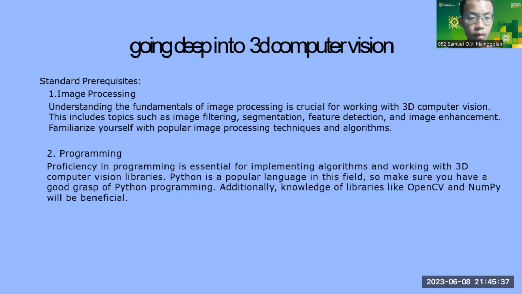Second, programming. Proficiency in programming is essential for implementing algorithms and working with 3D computer vision libraries. Python is a popular language in this field, so make sure you have a good grasp of Python programming. Additionally, knowledge of libraries like OpenCV and NumPy will be beneficial.